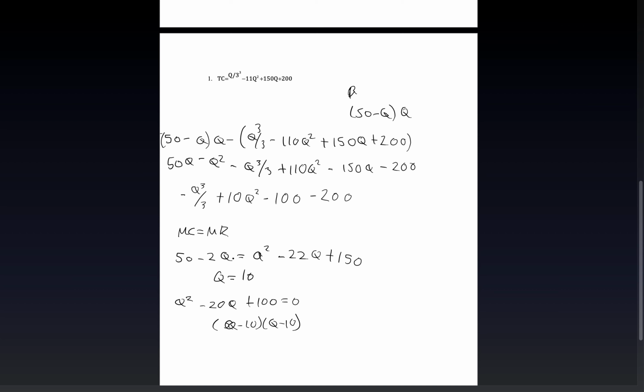Okay, so now we know that Q equals 10. We can sub that back into the profit equation to get profit, hopefully, of negative 533.33 recurring.